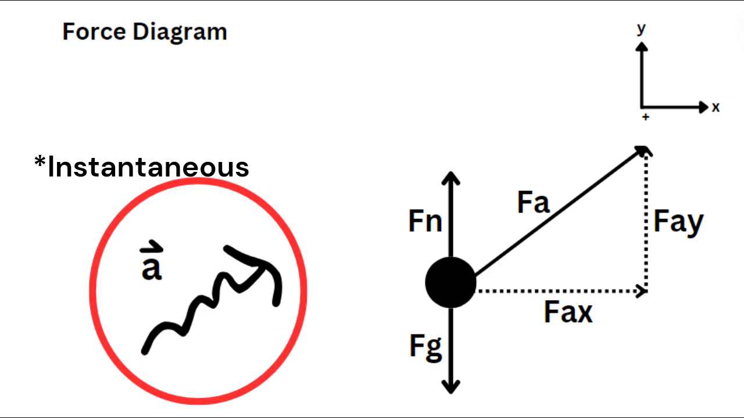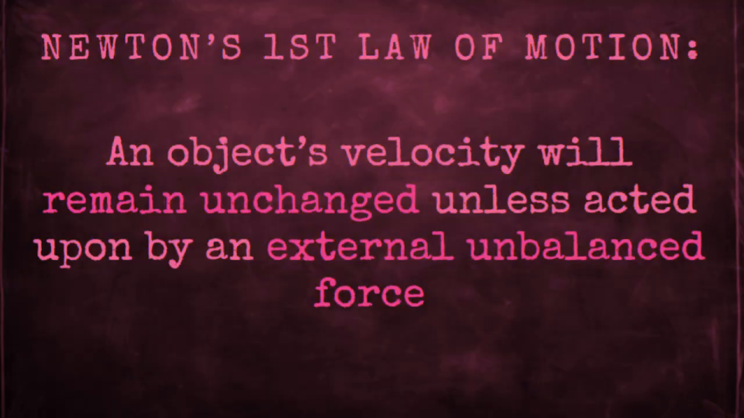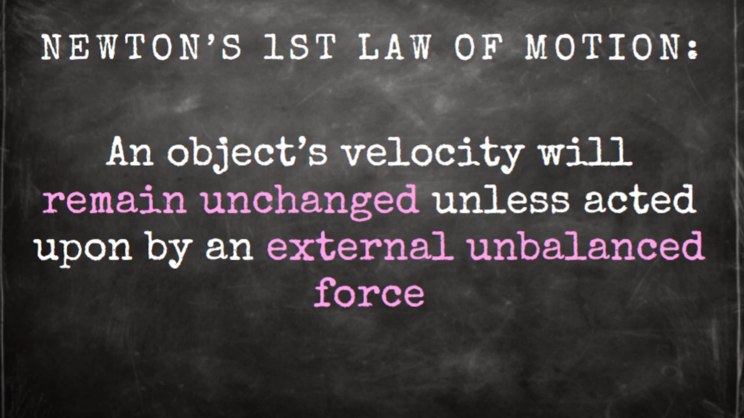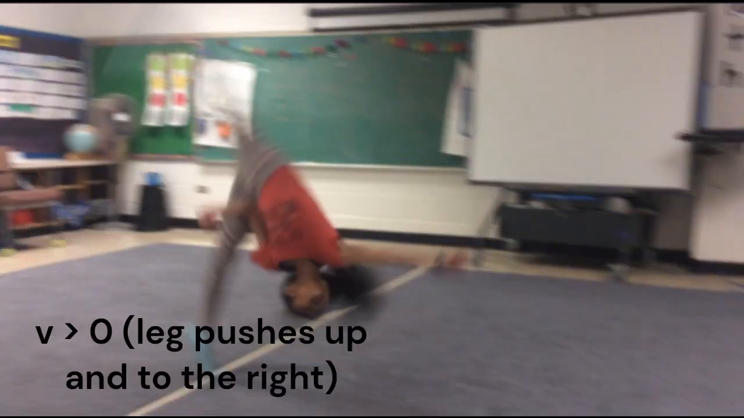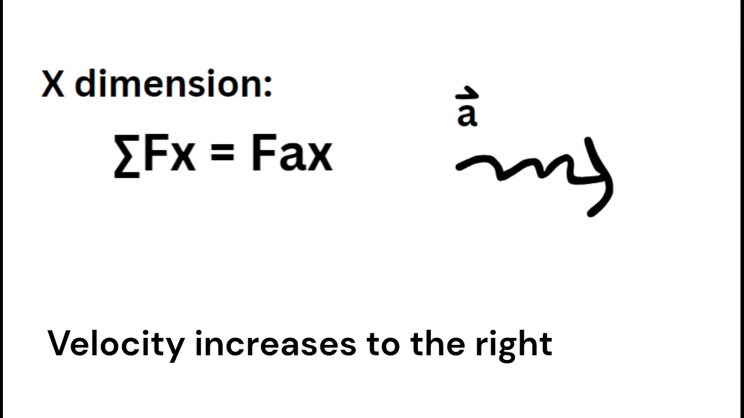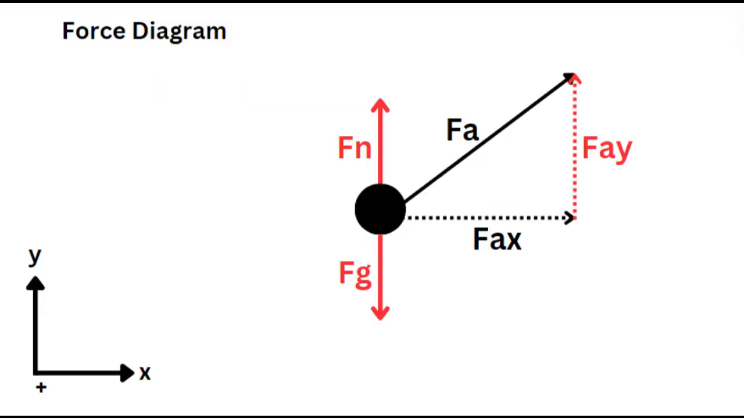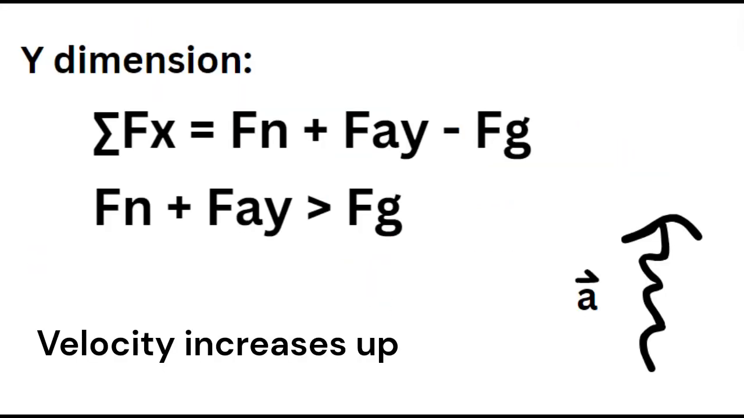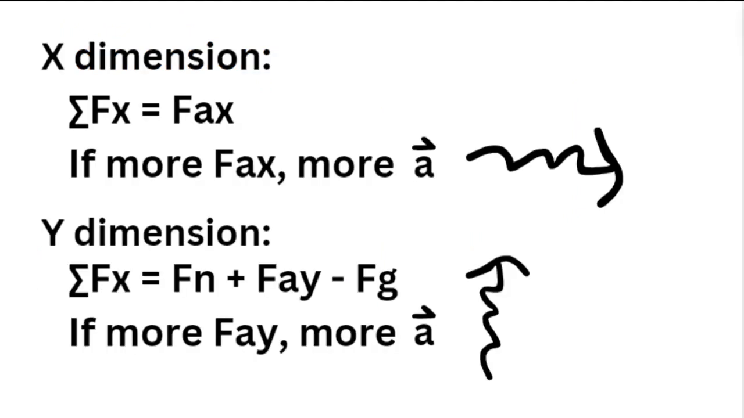by this squiggly line. According to Newton's first law of motion, an object's velocity will remain unchanged unless acted upon by an external unbalanced force. So the reason my velocity changes is because I create an unbalanced force. In the x dimension, there is only a force to the right, so I accelerate in that direction. In the y dimension, the applied and normal force have to be greater than the force of gravity for me to move up. It also means if I increase my applied force in both dimensions, the force pushing me up and to the right will increase, letting me move higher and further to the right.